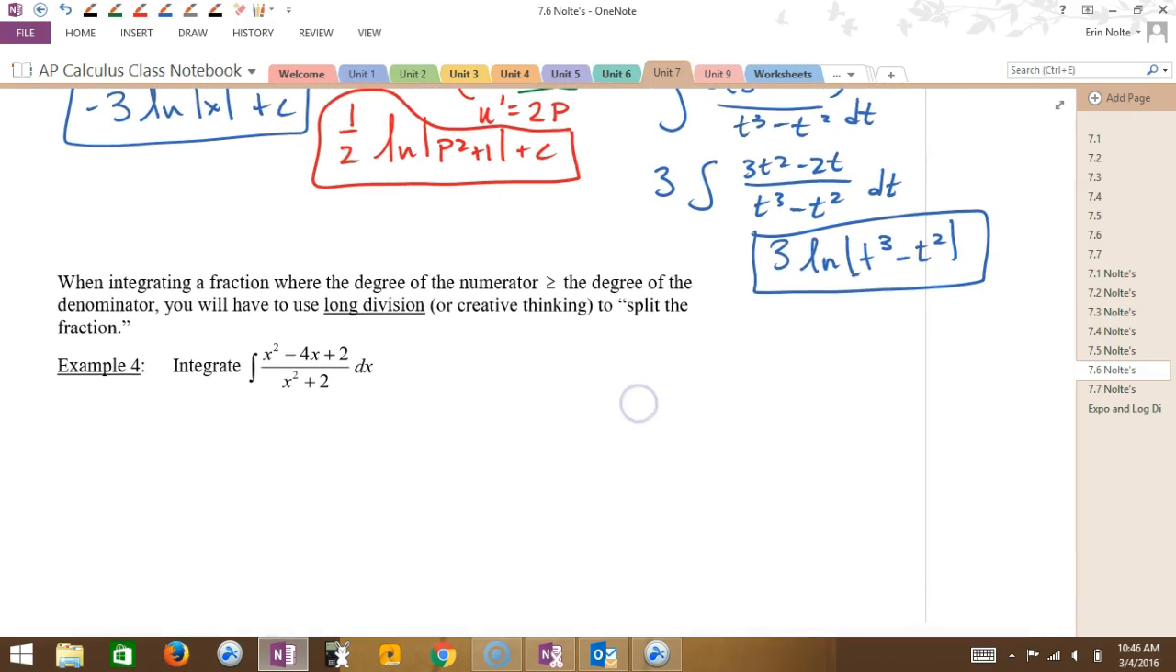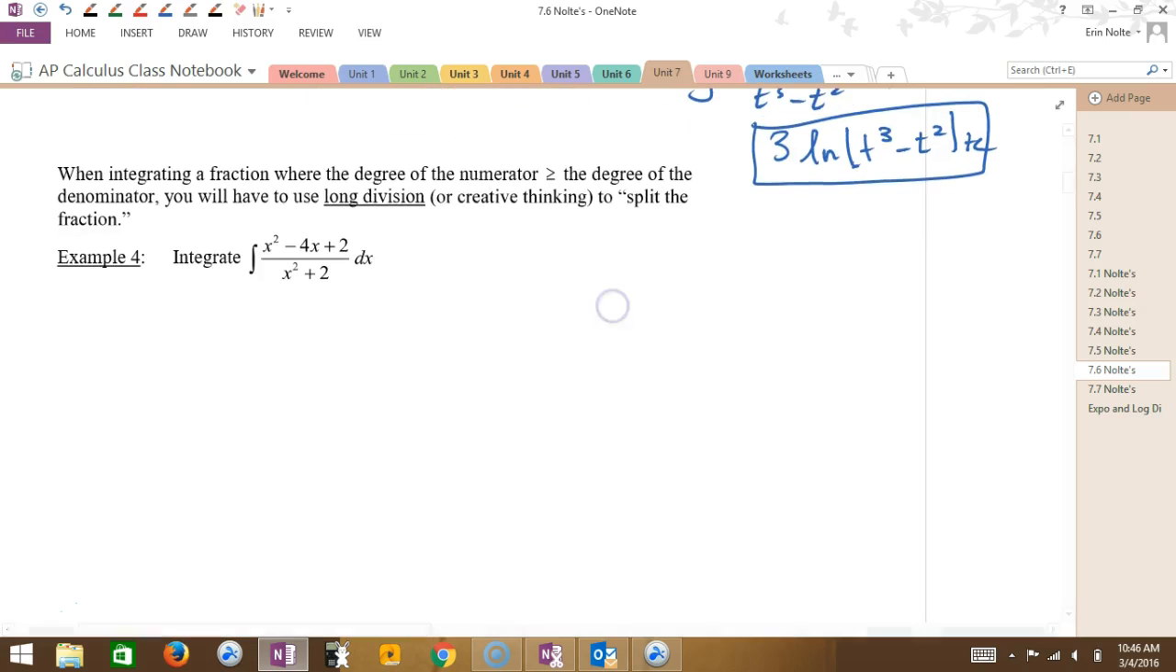Okay, number 4. Now this one is interesting. Oh, my plus c, thank you. I would have got -1/2 for that. If I look at number 4 and ask which rule I can use, you'd probably think 14, but if you look at the top, is it the derivative of the bottom? No. Not even close. It's got too many exponents. So when we have something that is too big, we are going to divide it by using long division.